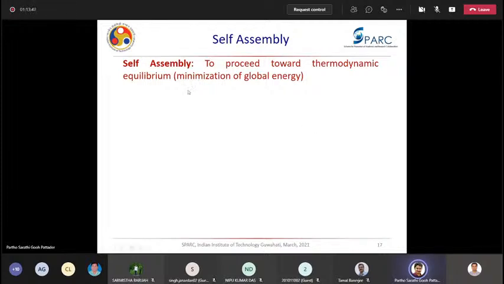So what is self-assembly? Self-assembly is nothing but proceeding toward one state where the global energy of the system is minimum. Okay, to give a thermodynamic equilibrium state, it will reach where the global energy is minimum. Okay, so how is it prepared?